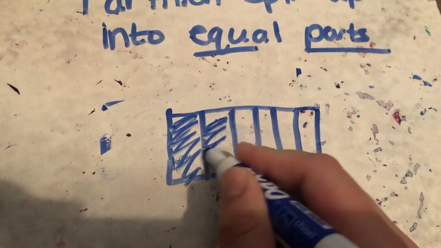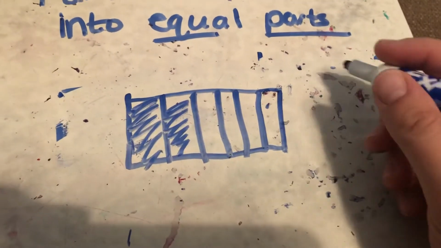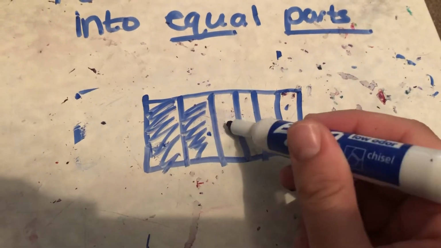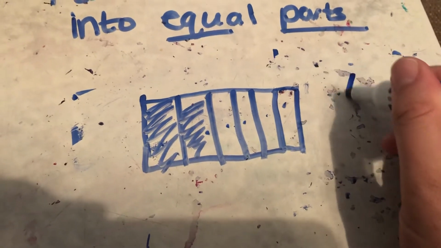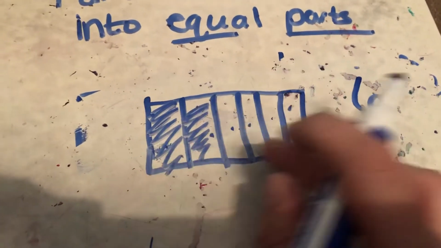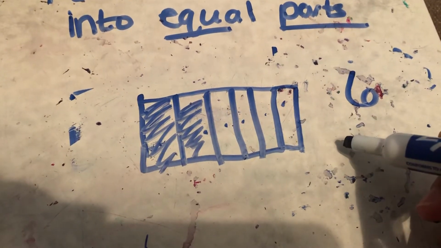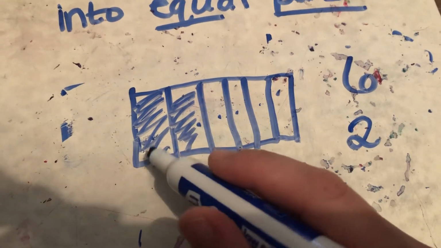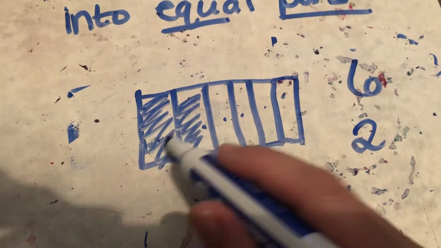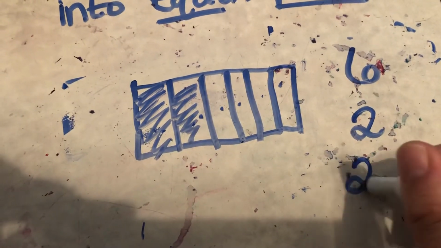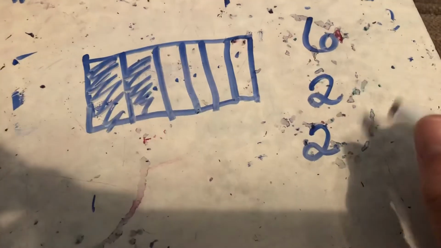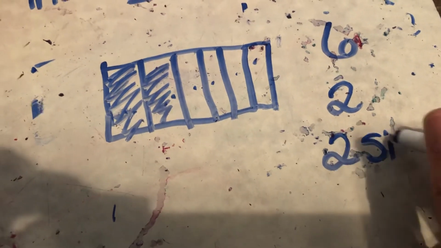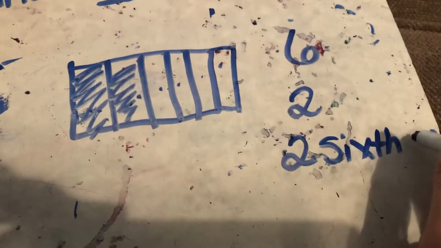1, 2. Okay, so how many total parts do you have? 1, 2, 3, 4, 5, 6. I have 6 total number of parts in that whole shape. How many are shaded? 2. Okay, your unit form. You're going to write the number of how many are shaded. That's 2. Okay, and how many pieces do you have altogether? Well, 6. So those are sixths. Sixths. With a TH at the end.